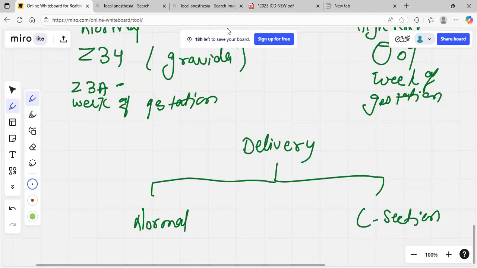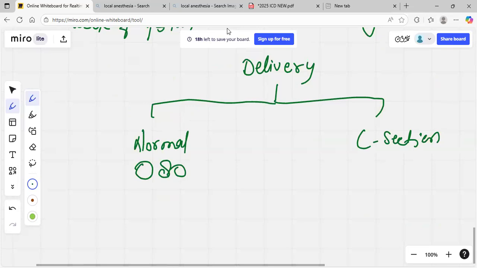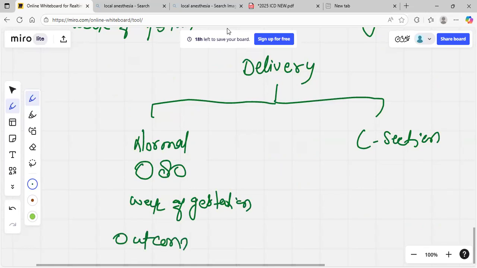So normal means the patient does not have any condition at the time of delivery. So that will be normal. For a normal pregnancy, normal delivery, you are going to use code O80. And your second code will be week of gestation. And at the last, you have to represent the outcome of delivery.